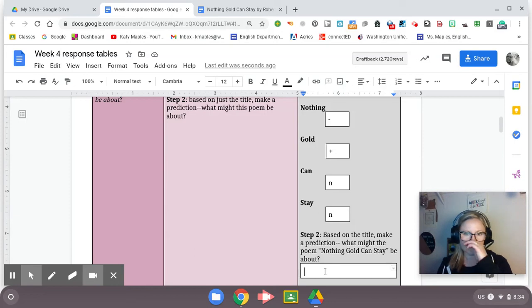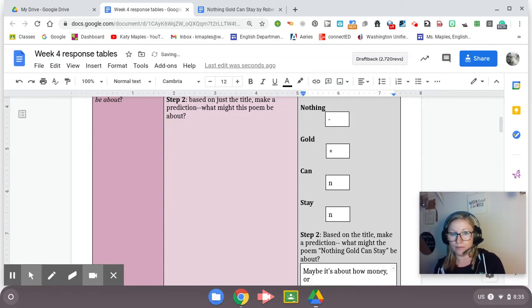You're going to make your own prediction, but I'm going to help you right now. So when I read Nothing Gold Can Stay, maybe it's about how money or maybe beauty, depending on how gold is used, doesn't stay. You're just making a prediction. It doesn't matter if it ends up being right. Just take a stab at it.